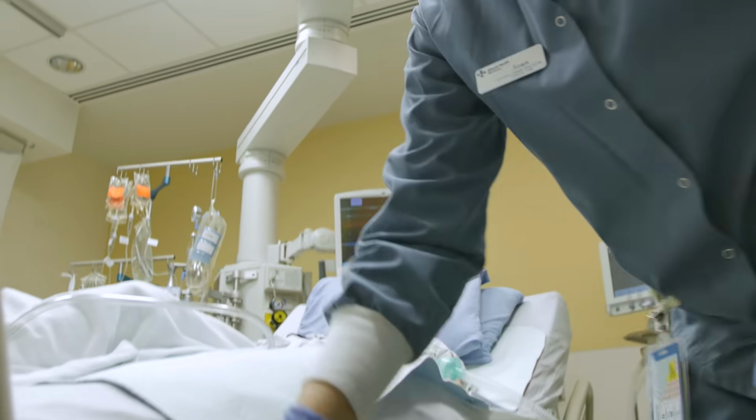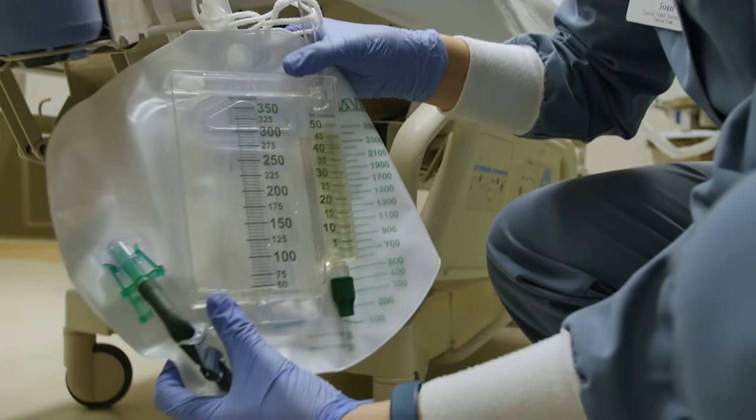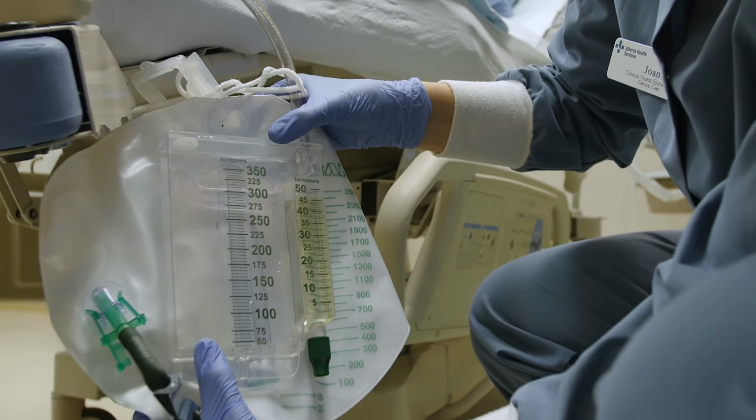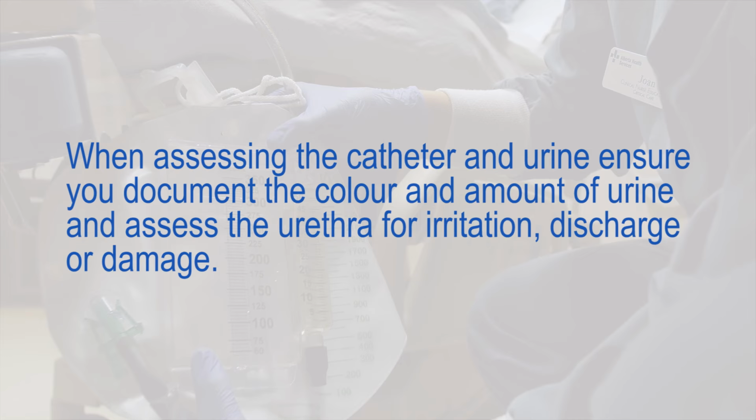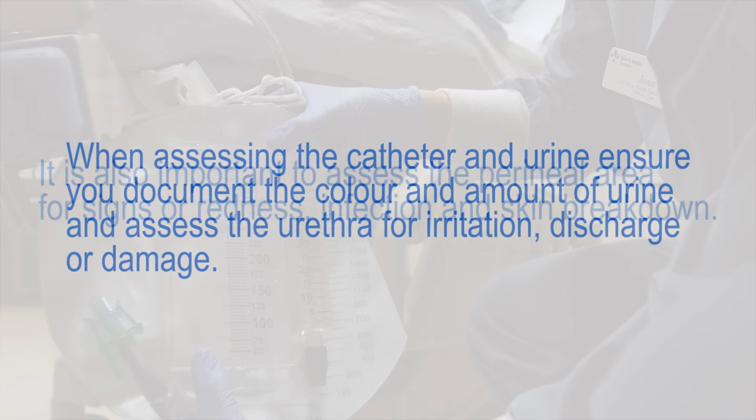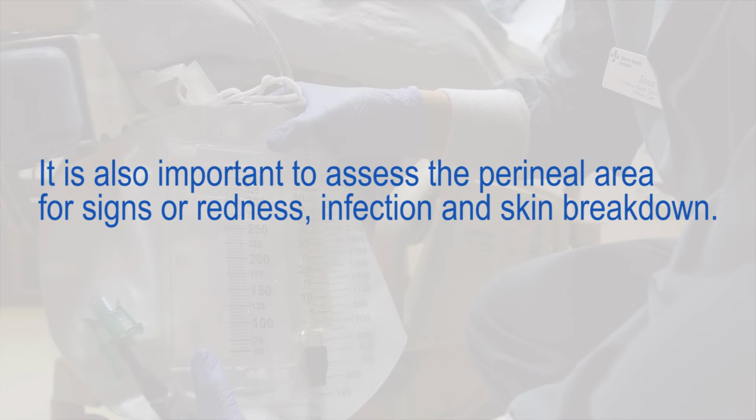Most ICU patients will have a Foley catheter to ensure accurate measurement of output. When assessing the catheter and urine, ensure you document the color and amount of urine and assess the urethra for irritation, discharge, or damage. It is also important to assess the perineal area for signs of redness, infection, and skin breakdown.